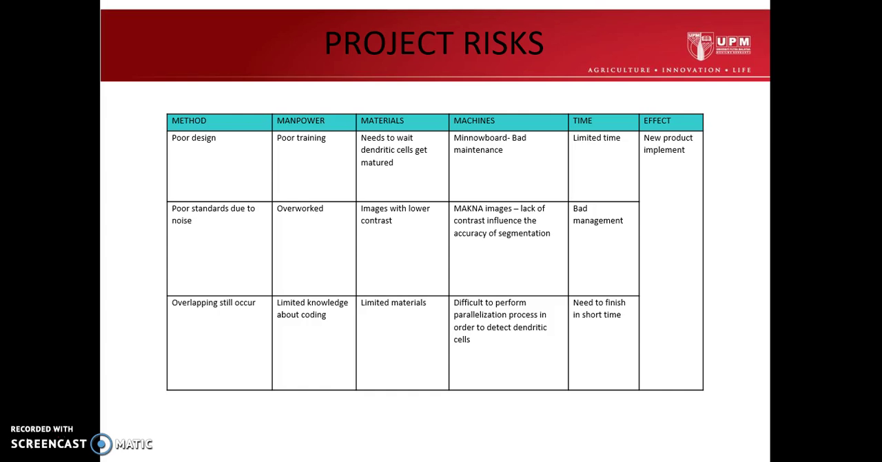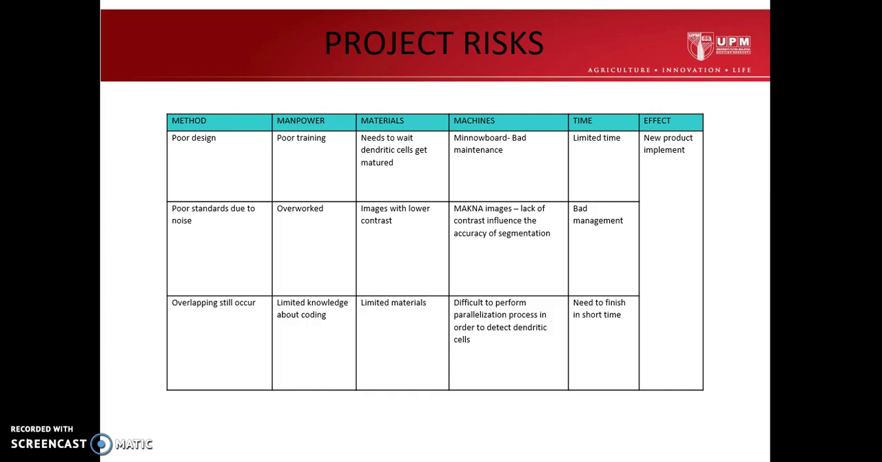Next is manpower. First is poor training. From the training, we only knew the basic knowledge, and for extra knowledge we need to work harder, so we need to overwork. Since we just learned basic coding in our previous class, we have only limited knowledge about coding.